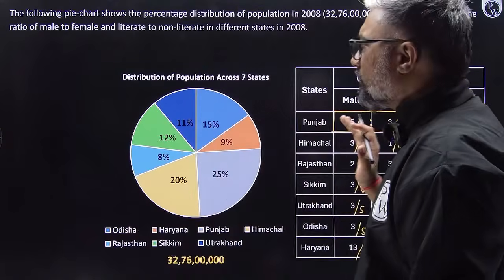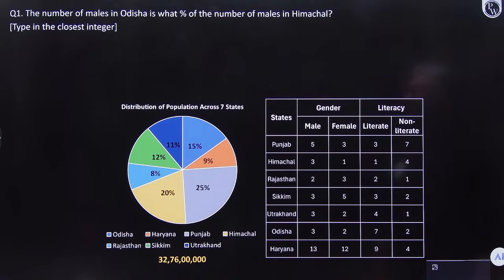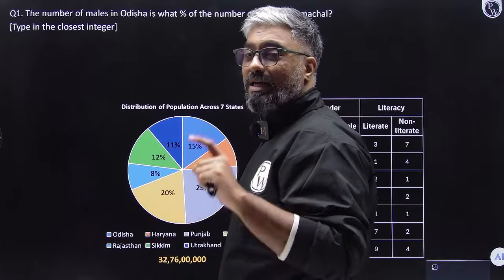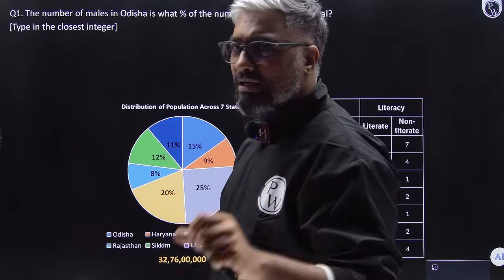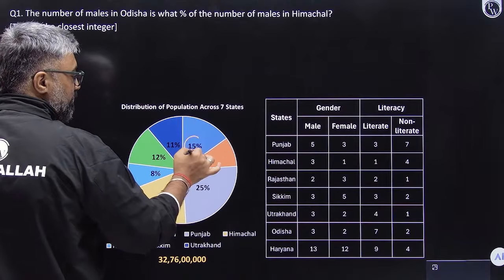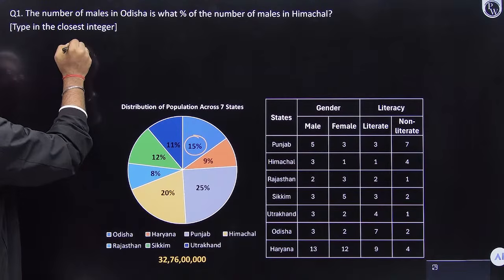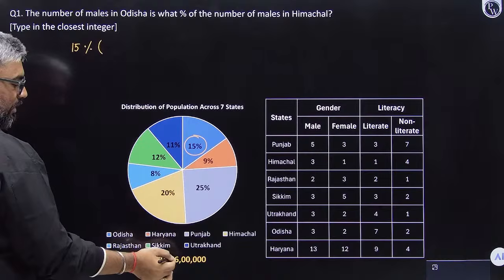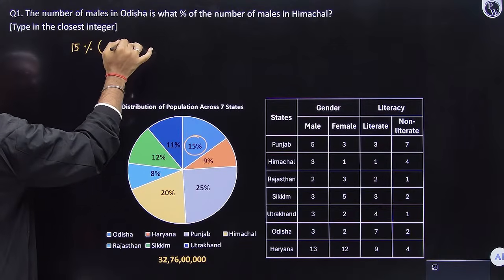Are you ready? Yes. Let's look at the first question. The number of males in Odisha. So I need males in Odisha. That means first I need the Odisha's population, right? Odisha's population is how much? 15%. So 15% of what number? Total population, which is this 3276 lakhs, correct?